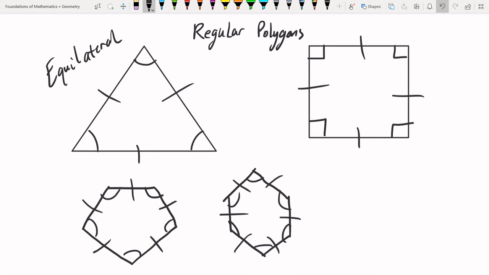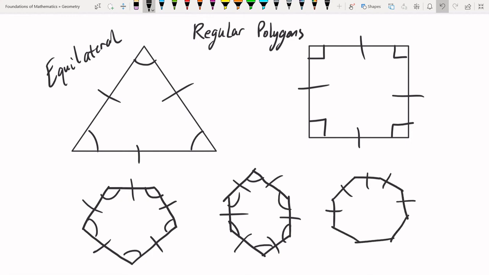A heptagon is 7-sided. That's going to be harder to draw for me. An octagon is the 8-sided shape. This is a stop sign. That's the same thing. That one's not too hard to draw. I say that and I make a mistake.